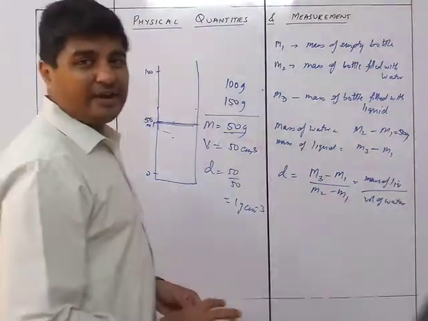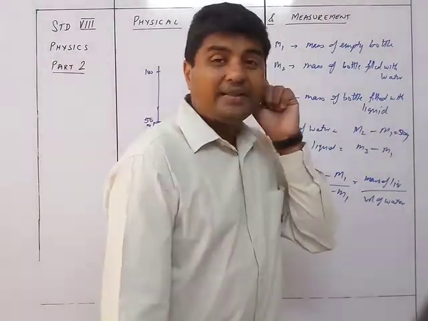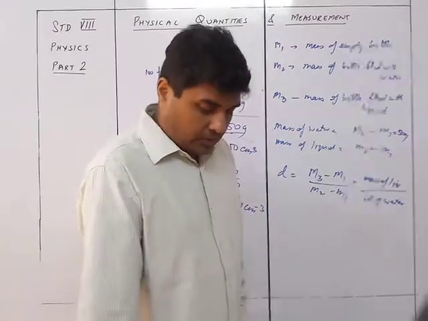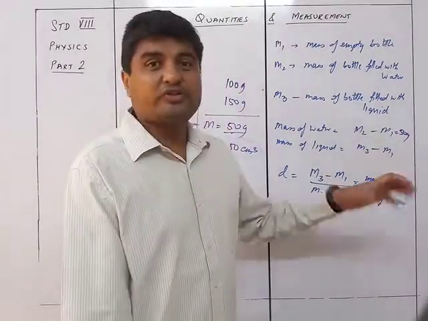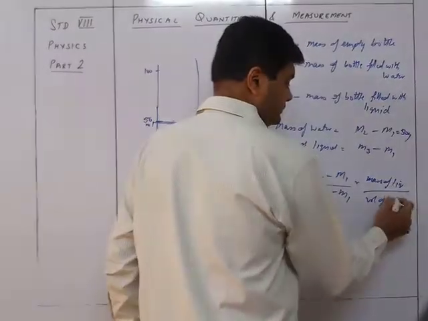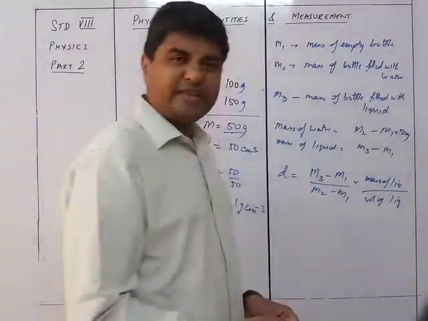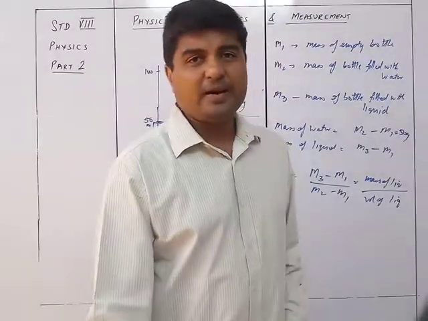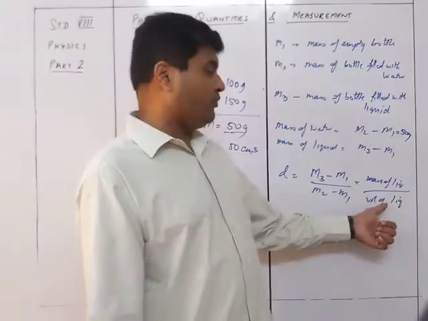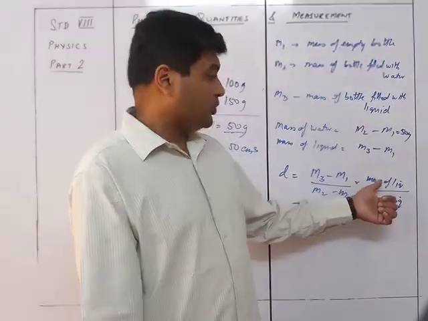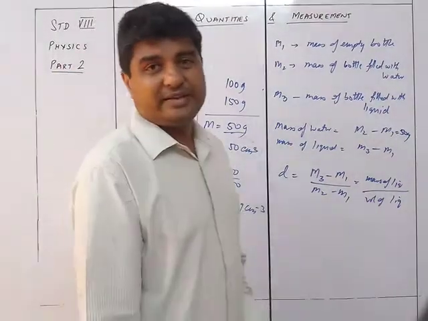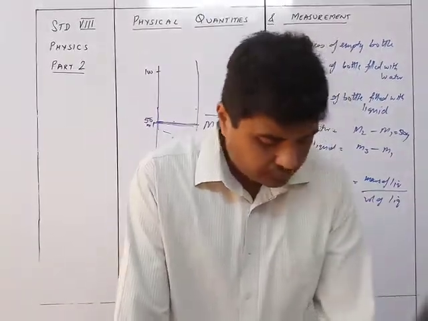Because we know the density of water is 1, the mass of water is also the volume of water. The volume of water is also the volume of liquid. Okay, the bottle was the same, so however much water I filled, I will be able to fill the same amount of liquid. So that's why volume of water is also volume of liquid. So mass of liquid over volume of liquid is what? Density. So density is mass upon volume.